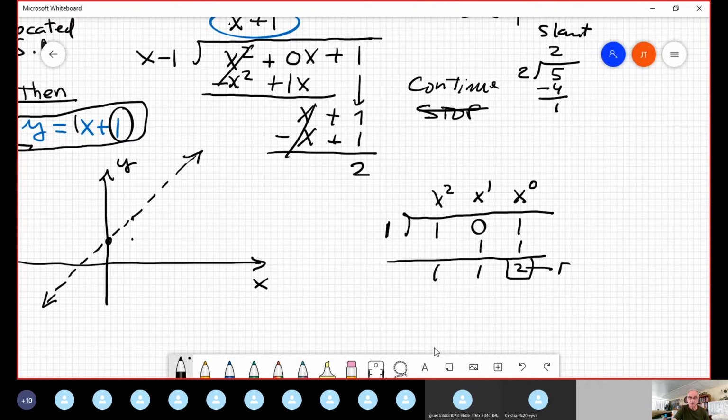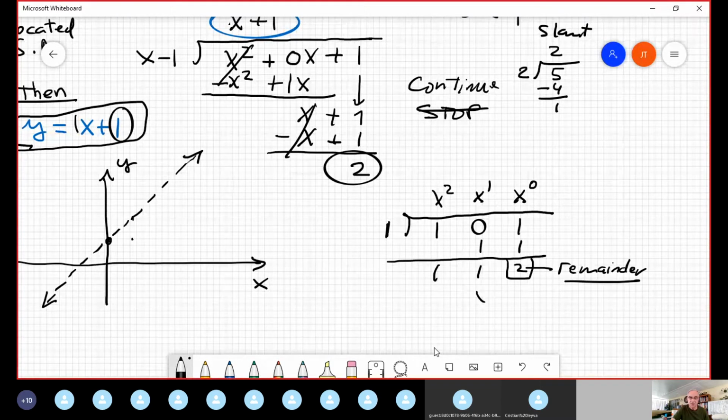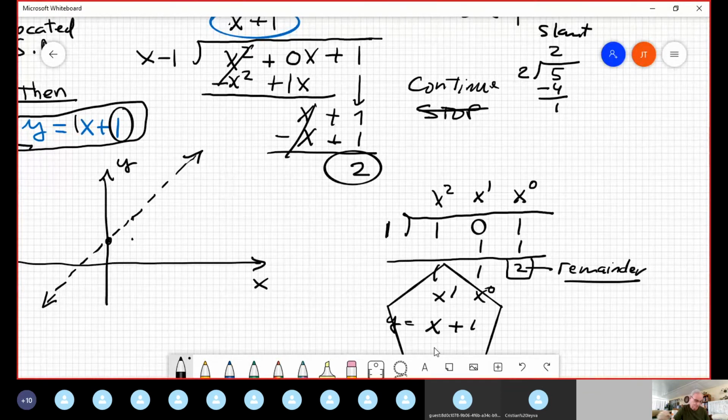This is the remainder. It's exactly the same as this number. And the answer is x to the 0, x to the 1. It's x plus 1 equal y. This is the equation for the slant asymptote. Any question?